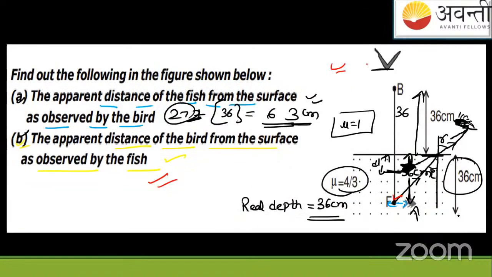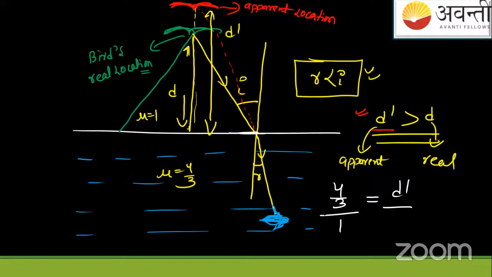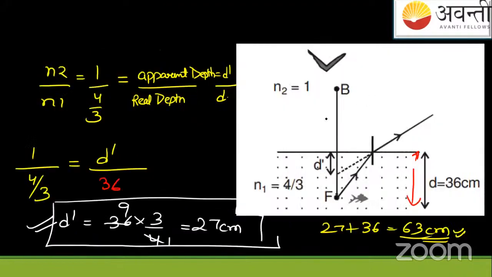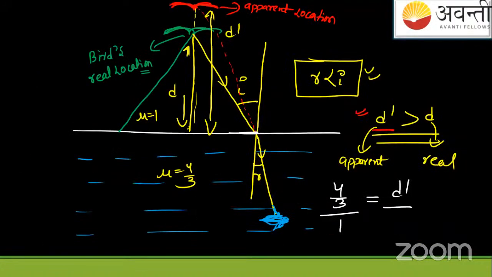36. You are able to see, no? 36 is the original depth. Sorry, for the bird we need the original depth. How much is the original depth for the bird? Same 36 for the bird also. So from the fish perspective, we'll get like this: the image of the bird is here, and this D dash is the bigger one, and D is this, which is equal to 36.